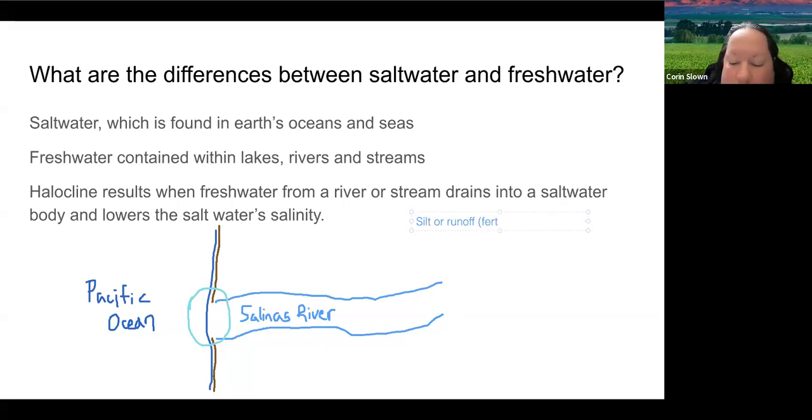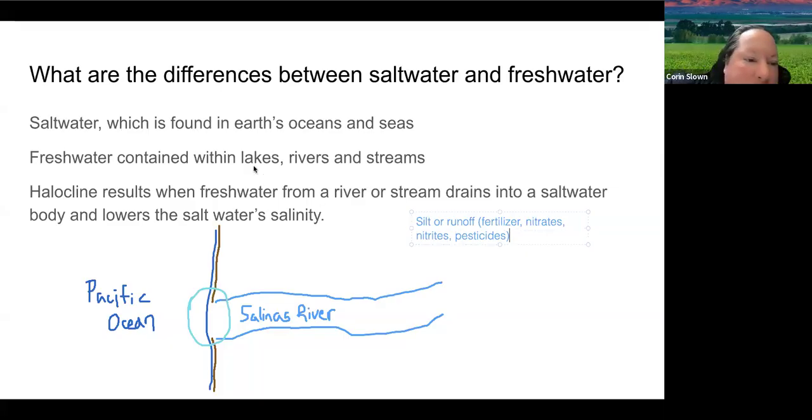fertilizer. It could include nitrates, nitrites. It could include pesticides, right? There's a lot that could be present in the water of the Salinas River. And those are chemical as well as organic or living biotic organisms.